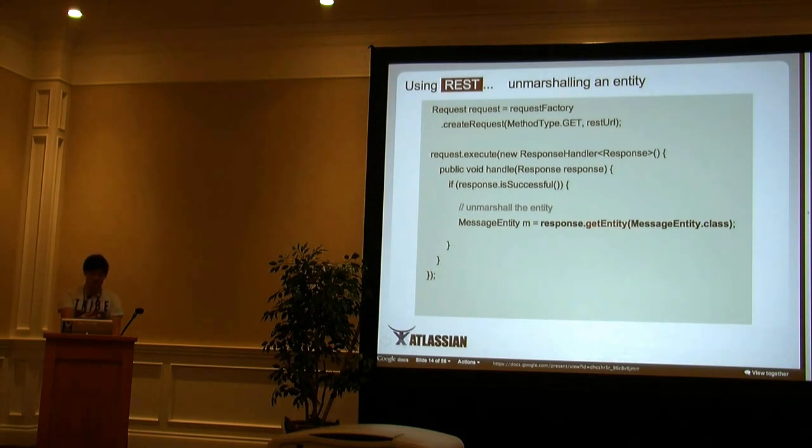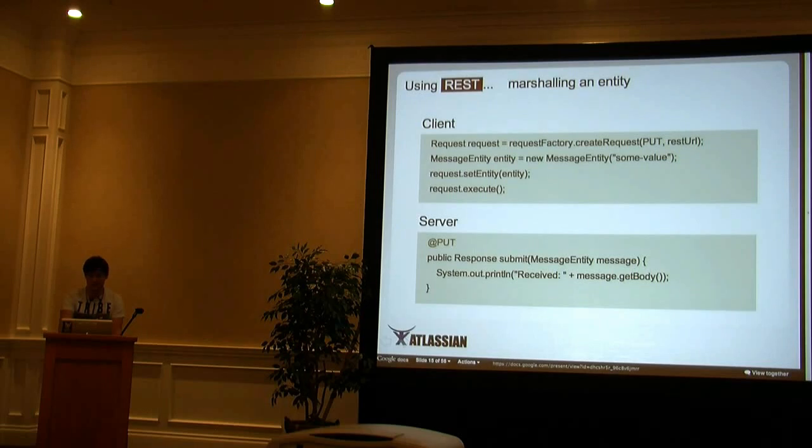So what we're doing here is creating a request. It's just a GET request targeting our resource, which we've just created, executing that request, and if it's successful, we want to unmarshal that entity into Java. So rather than having to do any of that XML handling or JSON handling ourselves, we can just call this simple getEntity method on the response, pass in the class we're expecting, and it'll do all that unmarshalling magically behind the scenes for us. So again, just really nice and easy to use.